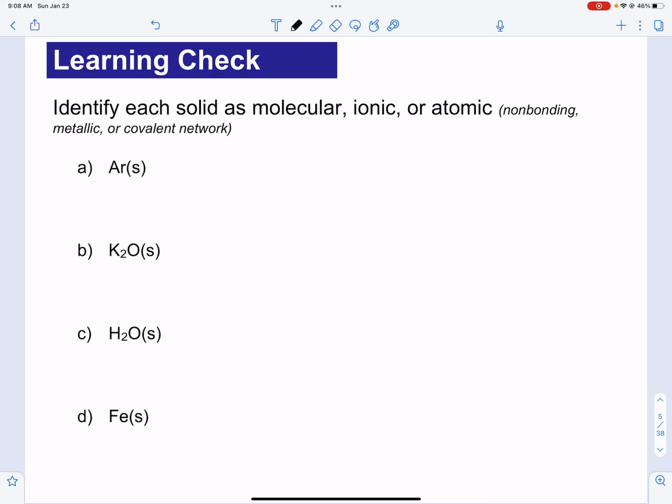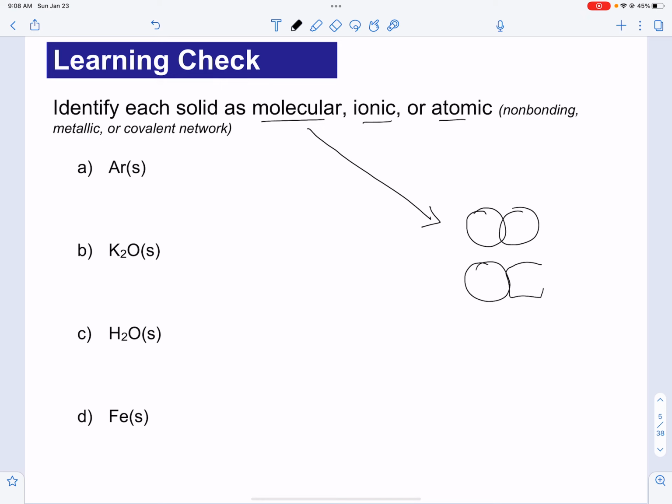So now let's talk more about how we're gonna identify what type of solid we're talking about. So once more, we're gonna say molecular, ionic, or atomic. Let's talk about molecular first. Back in 1411, we learned that molecular could be two elements joined together, the same, that would be a molecular element, or two elements joined together, different ones, that would be a compound. But it requires at least two of them bonded together. So that would be a molecule.